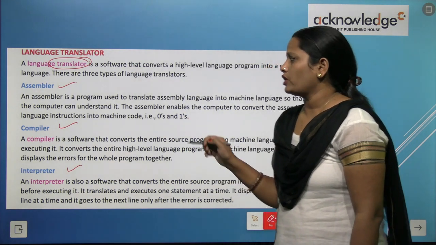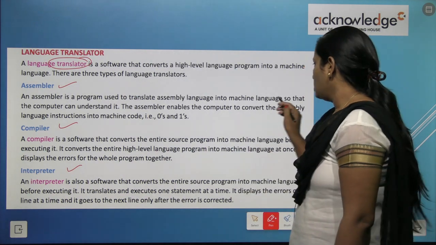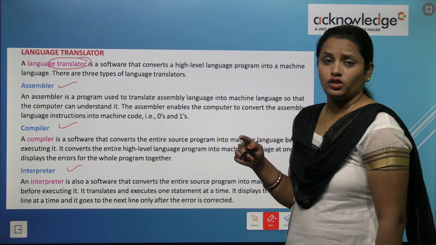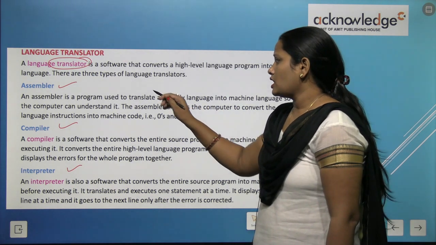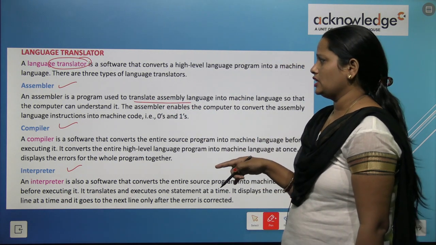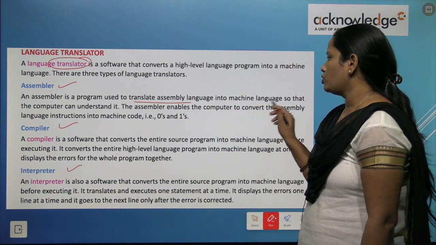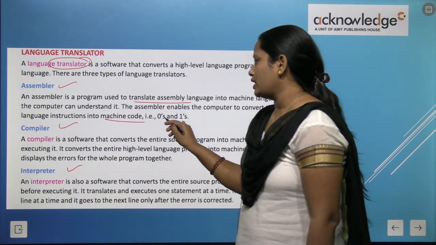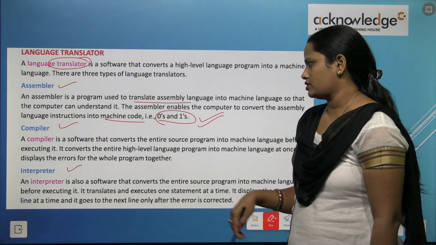An assembler is a program used to translate assembly language into machine language so that the computer can understand it. As we already know, the computer only understands machine language. So the assembler translates the assembly language into machine language, converting the assembly language instructions into machine code, that is 0 and 1. As we already know, the computer knows this language.